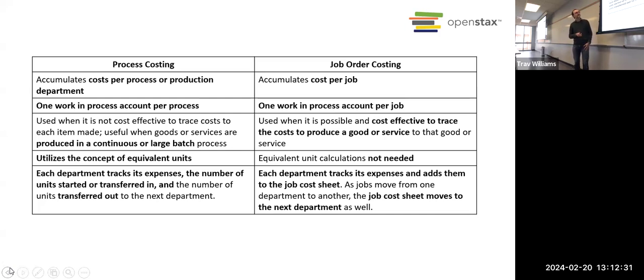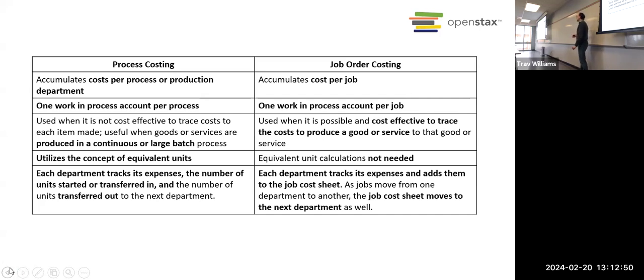And as we do that, the units that are in production might be going from department to department. So we have to keep track of those costs that keep getting added within each department until you finally get to your finished goods and you can see the entire cost.